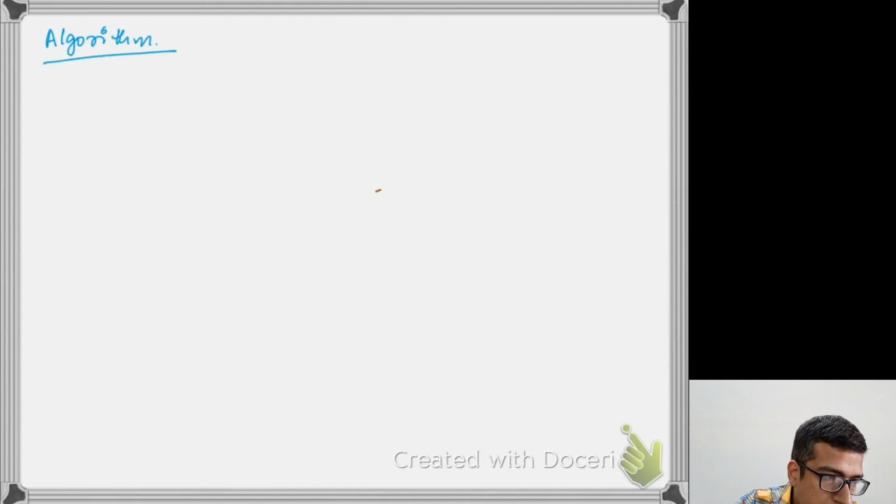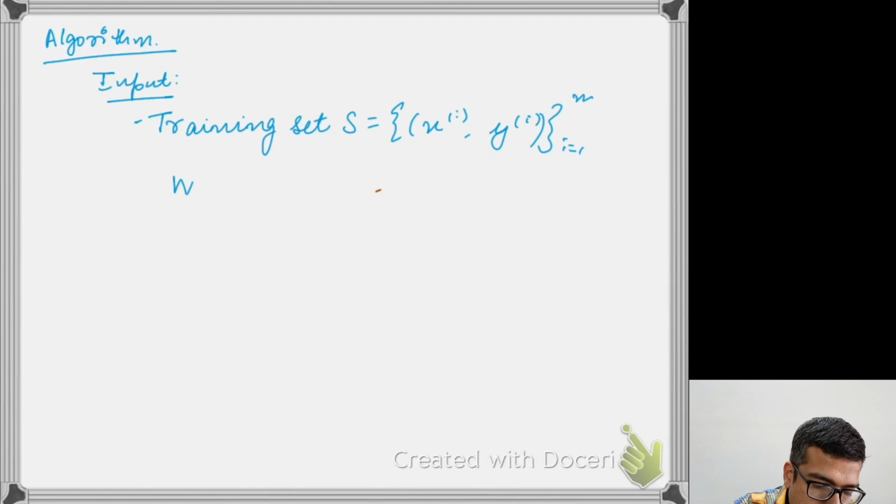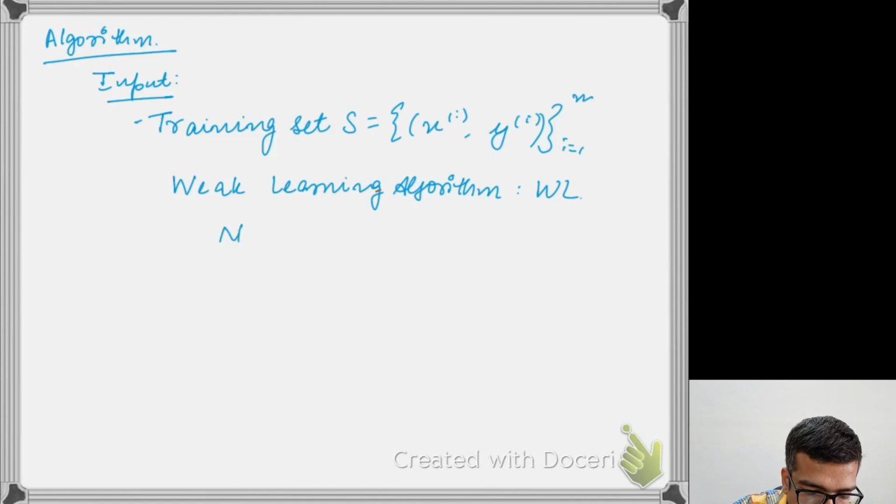So let's see what are the inputs to this algorithm. The first input is a training set S, which consists of all these examples, x_i's and y_i's, i going from 1 up to m, a weak learning algorithm L, and the number of rounds is given by capital T.